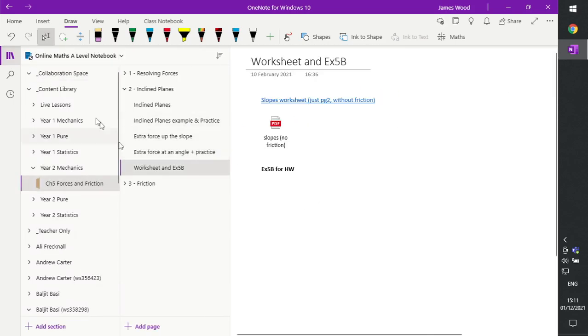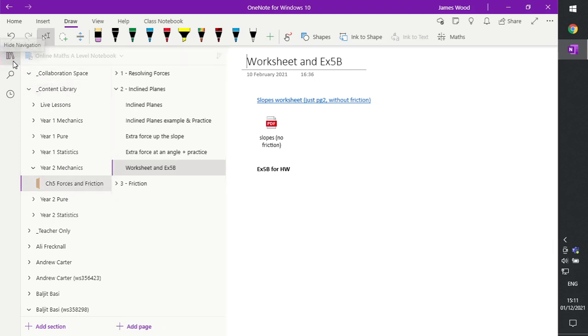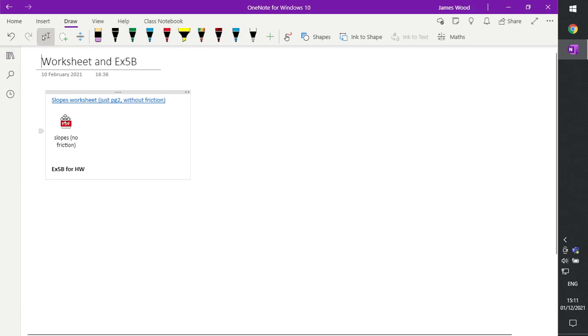So you can either get exercise 5B, which is obviously lots of similar questions, or there's also this worksheet. The worksheet is probably a little bit easier, so you might want to do the worksheet first. Okay, and then exercise 5B after that.